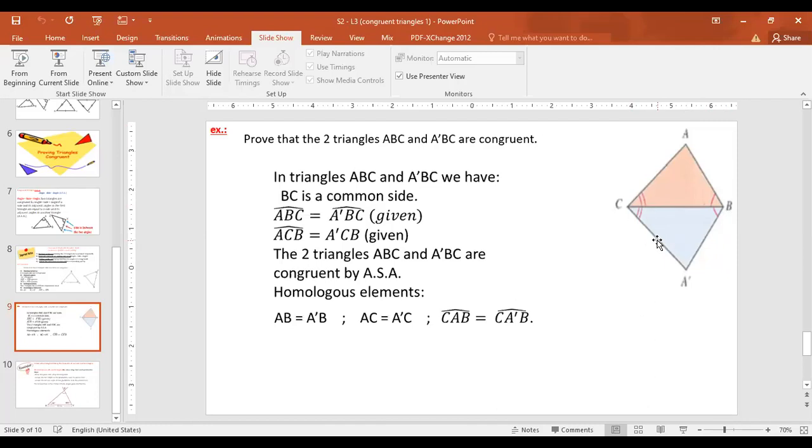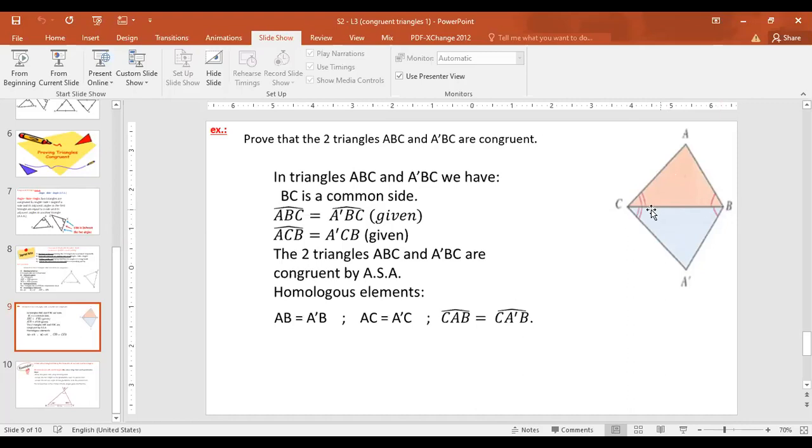Yes. Hassan, do you know what we mean by mark? I should put a dash on AC and a dash on A prime C. Is there any mark on AC and A prime C? No. I'm left with one side, which is BC.